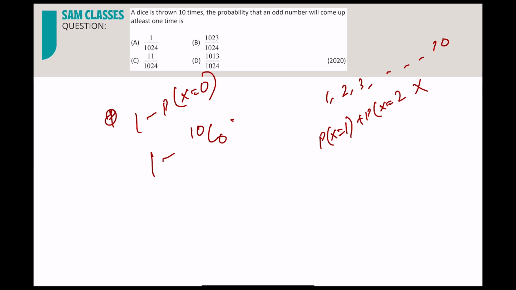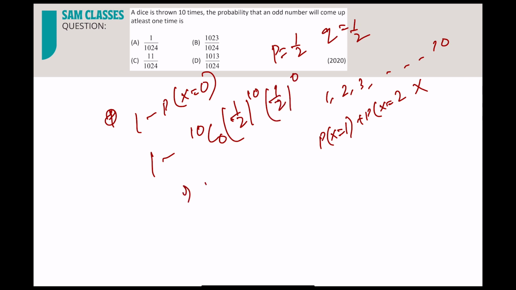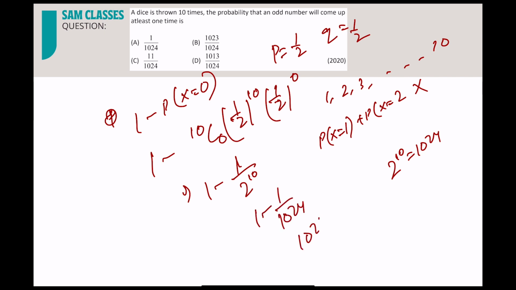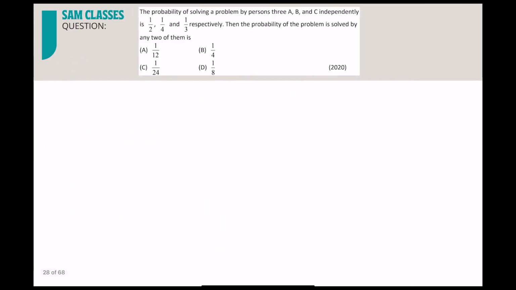What is my success? When you're throwing a dice, either you get odd or even, so success is equal to half and failure is also equal to half. So half power 10 and half power 0, correct? So 1 minus 10C0 is 1 only, and 1 by 2 power 10, and 2 power 10 is 1024. This value you should know. Okay, 1024, so you can do it fast. So 1 minus 1 by 1024, so you will get 1023 by 1024. That's it. Clear? Next question.